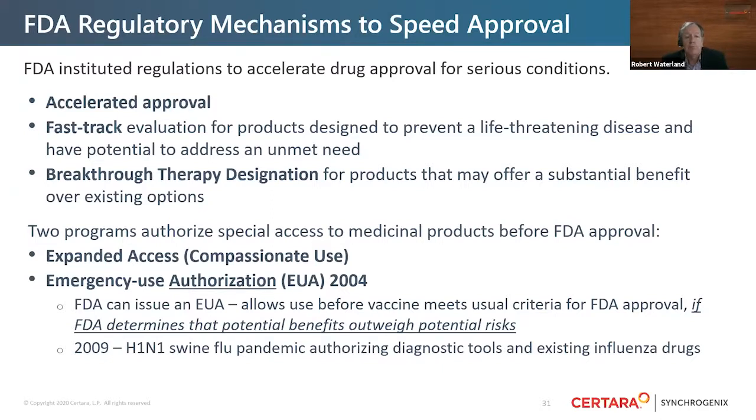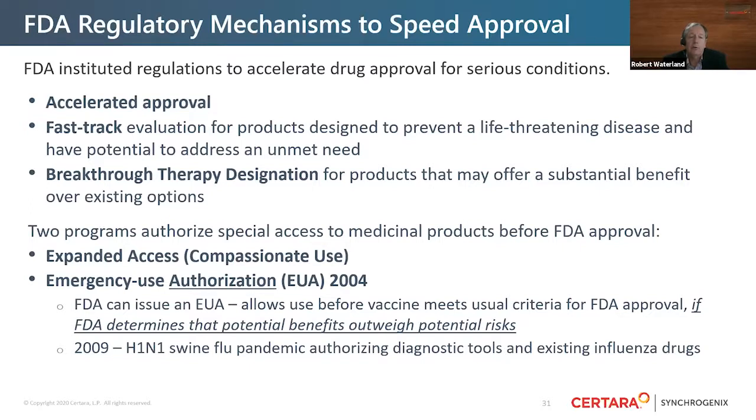There are 2 programs, Fast Track and Breakthrough Therapy Designation, where FDA prioritizes certain programs during clinical development, and most importantly, permits rolling review of the filing. In addition, there are 2 programs that authorize special access to medicinal products before FDA approves them. There's, of course, compassionate use or expanded access. And then most famously now we have all become used to emergency use authorization, or EUA.